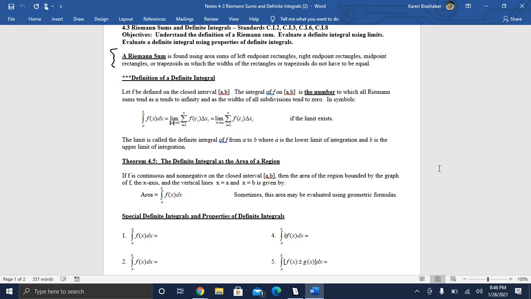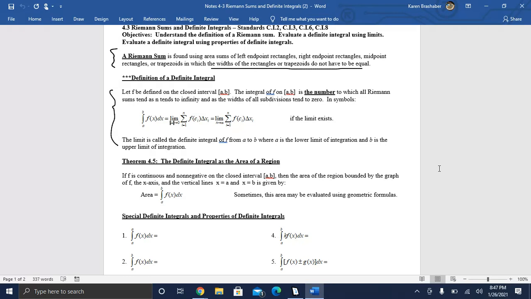the difference with a Riemann sum compared to what we've been working on is that the widths of these shapes, either rectangles or trapezoids, do not have to be equal to each other. So as we were doing our calculations in our previous lessons, we had a delta x that was always the same for each rectangle in our calculation, or for each trapezoid in our calculations. But Riemann discovered that those widths did not have to be equal. So in doing that, he opened up the opportunity to calculate what is called a definite integral.